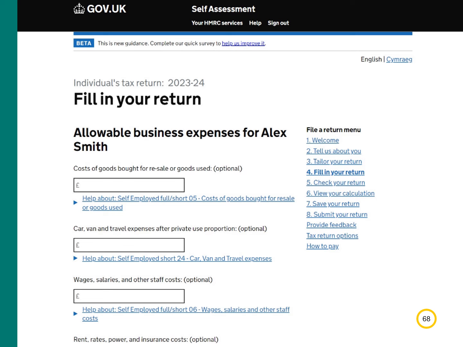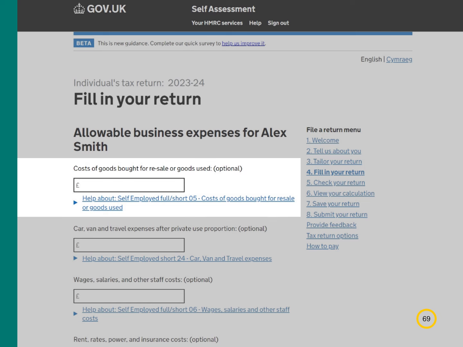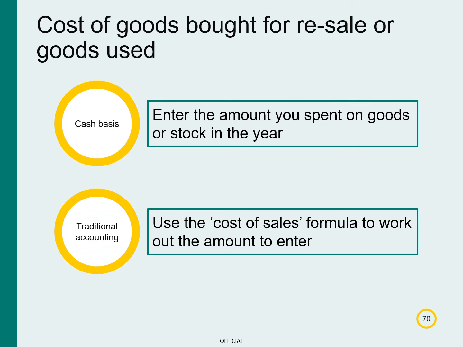For many of the questions, it's clear what you need to include. But let's look at some. For those of you who produce goods or carry stock to sell on to customers, you need to make an entry here. If you use cash basis, enter the amount you spent on goods or stock in the year. If you use traditional accounting, there's a formula for working out the cost of goods bought for resale, and it's known as the cost of sales formula. I'll show you an example.